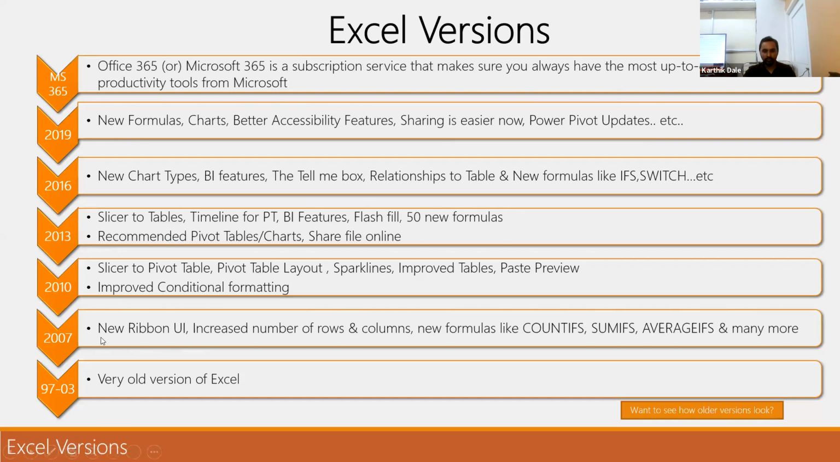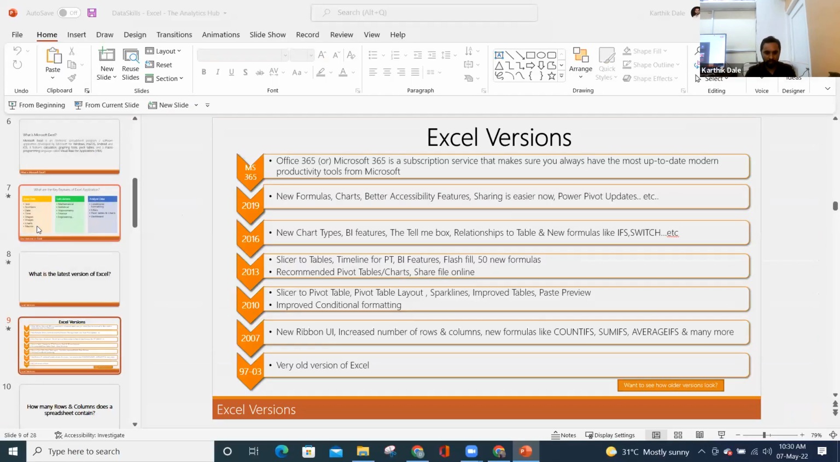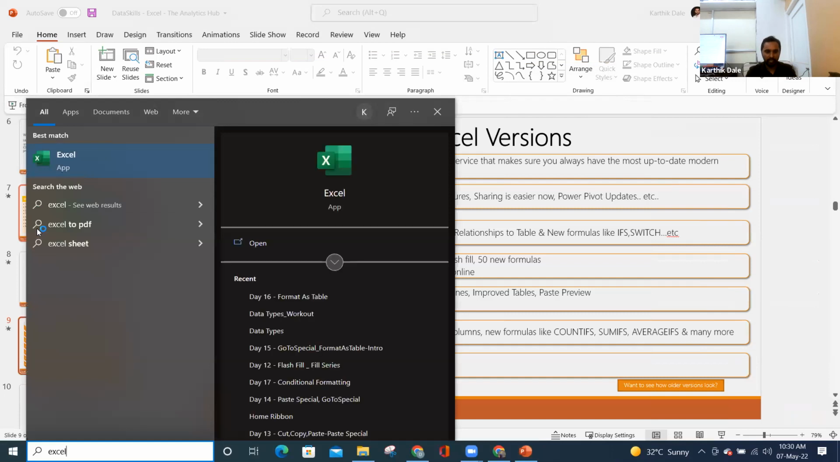So here you see the new ribbon UI. UI means user interface. The user interface changed from 2007 onwards. The same UI continued in 10, 13, 16, 19, even in Microsoft 365. Not only in Excel, but also in all the Office applications. What is that UI? How does it look? Let me show you. Let me open a brand new Excel file.